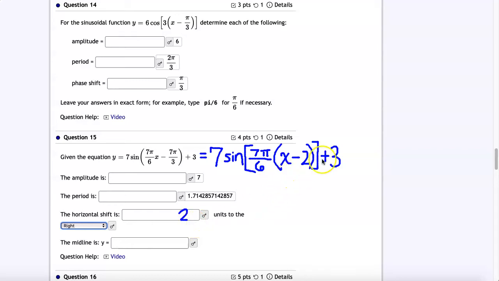As for the midline, it is based off how far up or down you are shifting. You are shifting up 3. This equation is already started for you, so you do not need to write y equals in your answer. Instead, you just write 3 because the y equals is already provided for you.